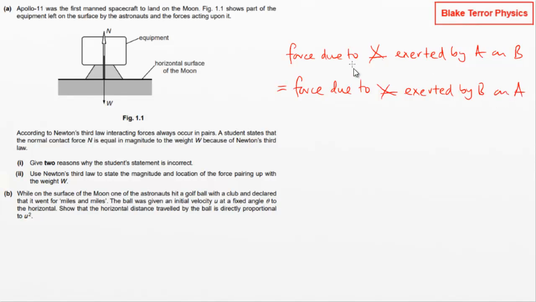So we need to have two things in this. We have to have two separate objects and we have to have the same type of force. So I'd imagine these are the two reasons that they're asking for here. So we can say that he's wrong because we don't have two objects. Both forces are acting on the equipment that is drawn here, I think, isn't it? Yes, so we've got the weight of the equipment and the reaction force on the equipment. So both forces act on equipment.